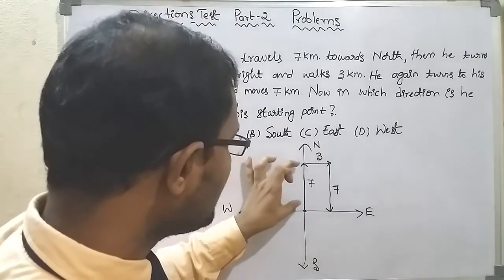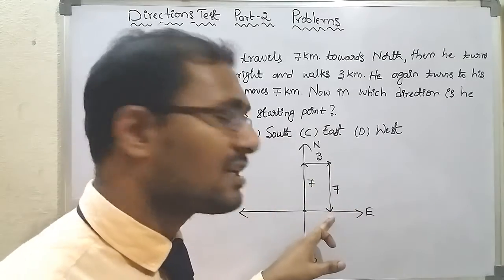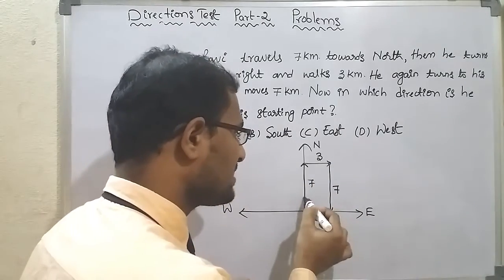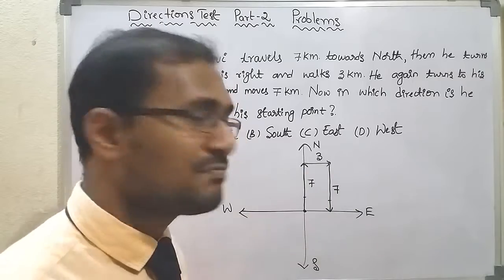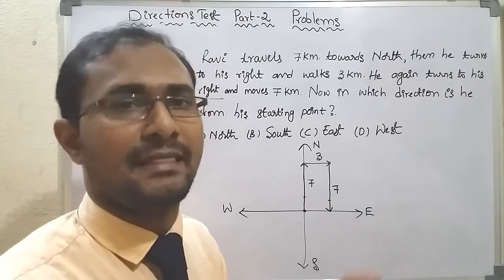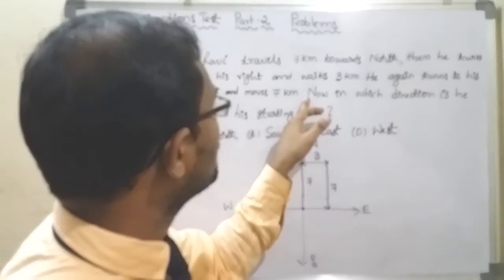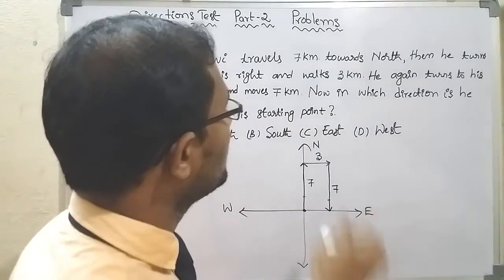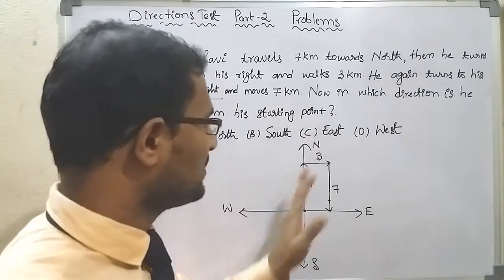Remember, previously also this was 7 kilometers. Now also we have to cover 7 kilometers. As these two distances are the same, the lines must also be identical in length, right? So just remember. And after covering 7 kilometers, now in which direction is he from his starting point? So that's it.